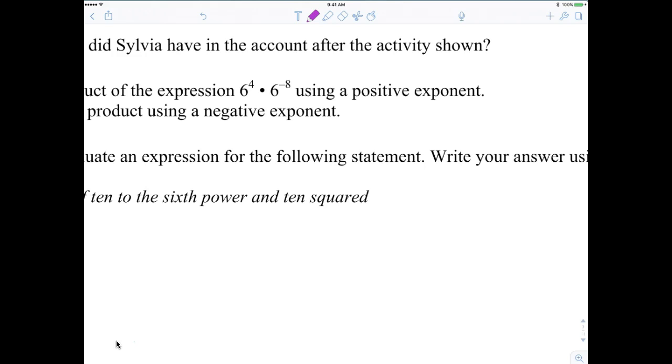Yes, very good. So remember, when you're multiplying, you leave the bases the same. However, we still are not allowed to use the negative exponent. So from there, Will, how would I write it? Yes, 1 over 6 to the 4th. That is correct. 1 over 6 to the 4th.